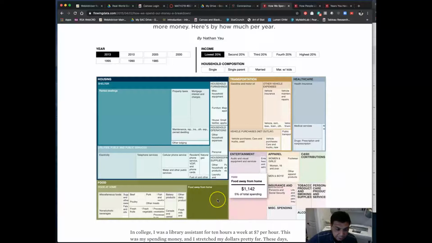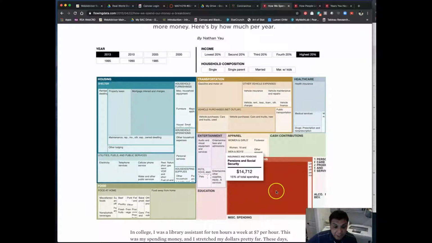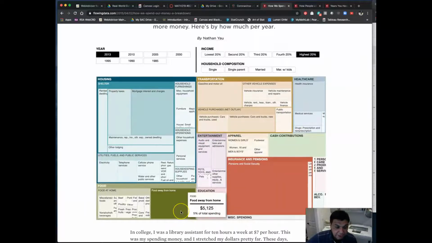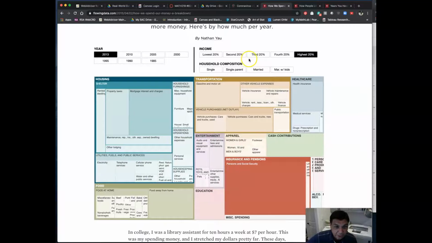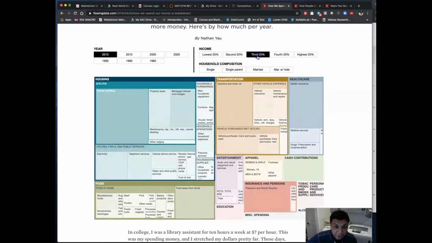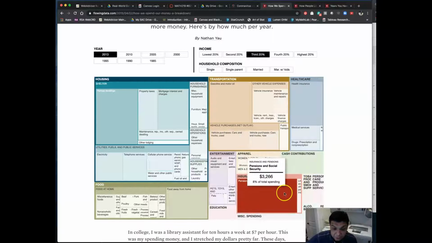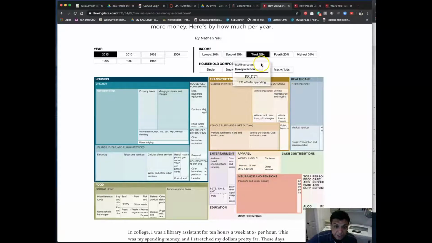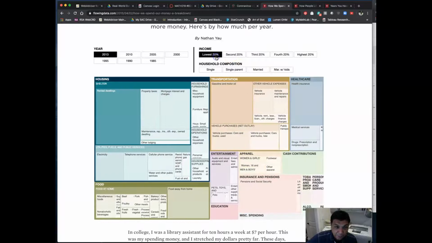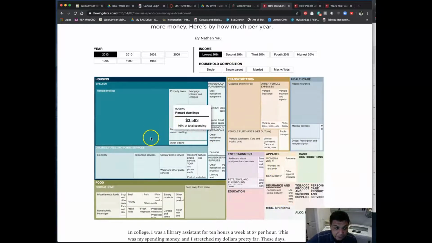Other types of things, food away, eating out, $1,000. Compare that to the highest 20 percentile. Again, these are fancy. Eating out is $5,000. So you'll see there is a difference in your income level, what you spend it on, where your money goes: savings, insurance, and pensions, things like that. Of course, if you don't make the money, you can't put it away. And you'll see how each of these groups change.